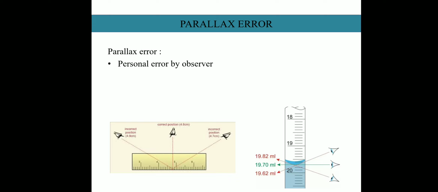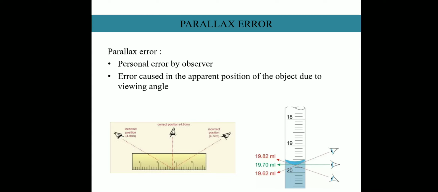Then next is parallax error. Parallax error is a personal error. Whoever is taking the reading can make a mistake and end up getting a parallax error, and the readings will give you the wrong result. It is the error caused in the apparent position of the object due to the viewing angle.